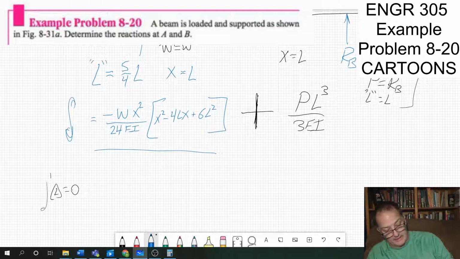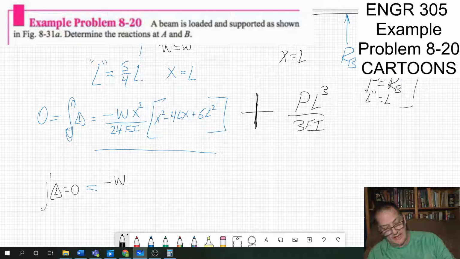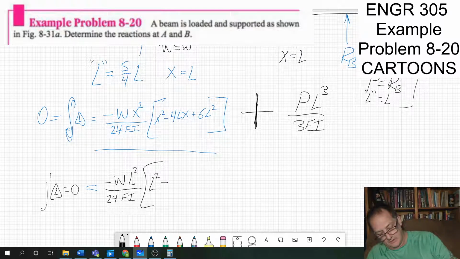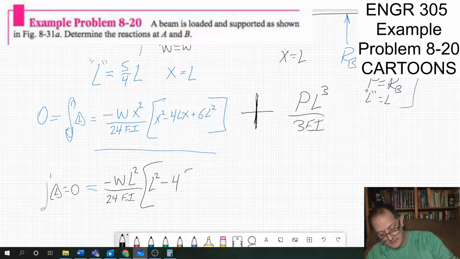Put that back. Delta at L equals 0 is equal to minus W stays that. X is equal to L squared over 24EI times X, which is just L squared, minus 4L is 5/4 L, and then X is equal to L.